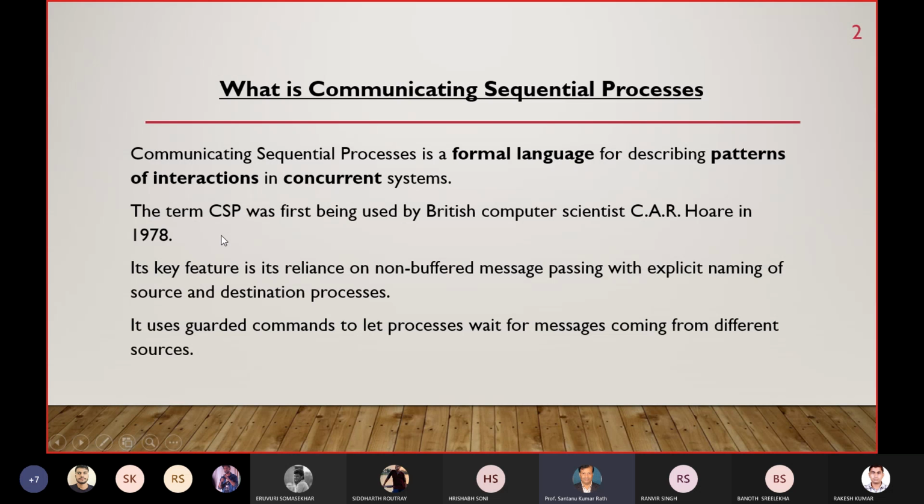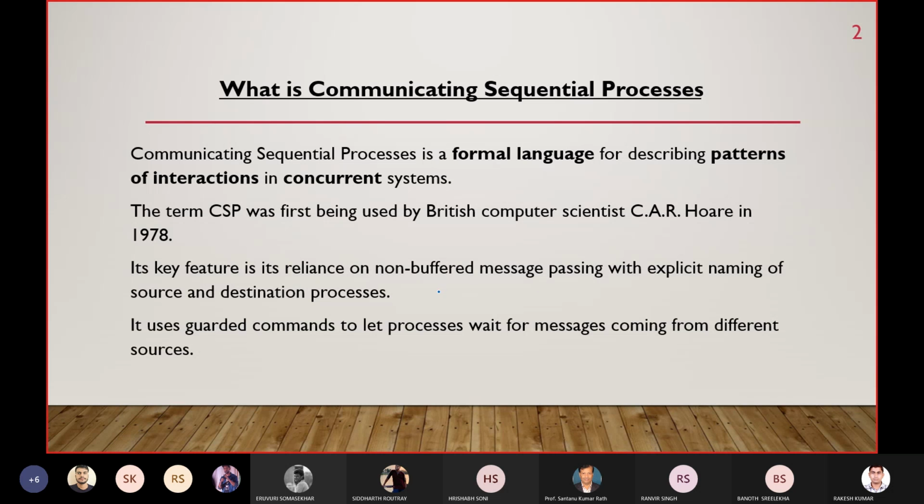How does it help? CSP helps to describe patterns of interaction in concurrent systems. So please make a note of it. It was developed by a British scientist, C.R. Hoare, in 78. I will ask this type of question in the next class. Don't sit idle. The term CSP was first used by the British computer scientist C.R. Hoare, that is Charles Anthony Richard Hoare, in 1978. Its key feature is its reliance on non-buffered message.